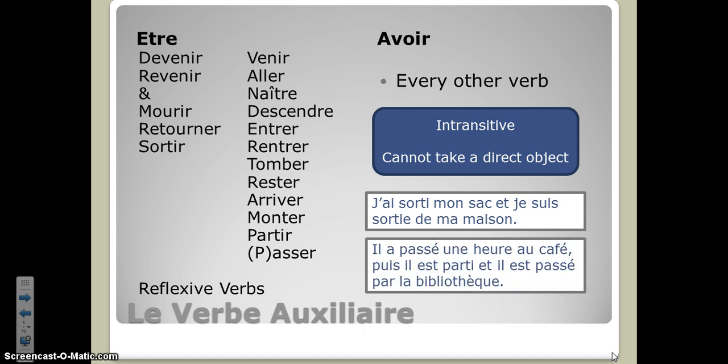Here's just another example. Il a passé une heure au café, puis il est parti, il est passé par la bibliothèque. When we're looking here, passer, the first time is being used to spend time, so we used avoir because we have a direct object. What did he spend? An hour. But the second time we see it, il est passé par la bibliothèque, we've switched to using être because passer means to pass by and no longer has a direct object. That's just a general guideline. A couple of the other verbs that do this are monter, descendre, and sortir.